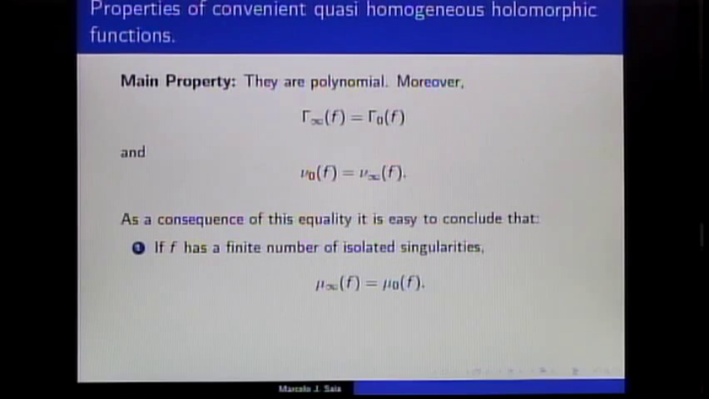Which conclusion can we have from this equality? It has only one isolated singularity at 0. Why? Because this is the sum of all the local Milnor numbers. If they are the same, there is just one, because these numbers are integers. So there is just one isolated singularity for any polynomial function which is quasi-homogeneous with isolated singularities.